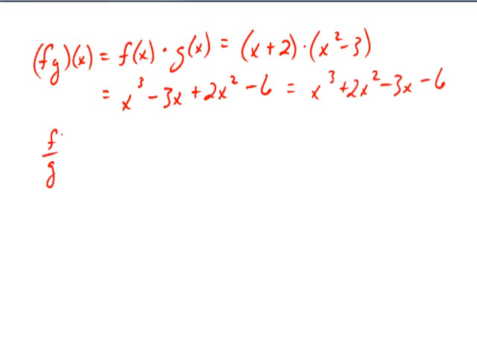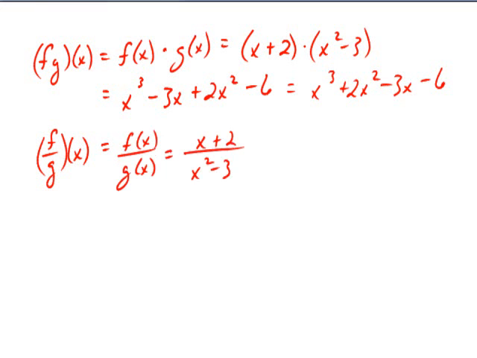Division looks like this. The function f divided by the function g of x, or f of x over g of x. If I make my substitution, x plus 2 over x squared minus 3, I can't factor and simplify, so I'm done at this point.